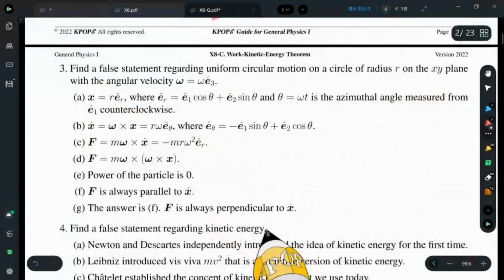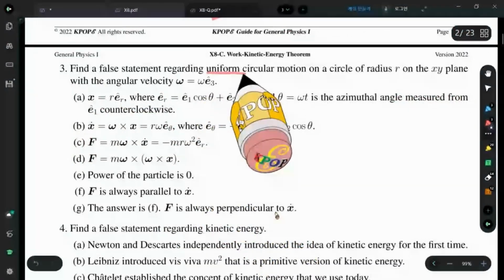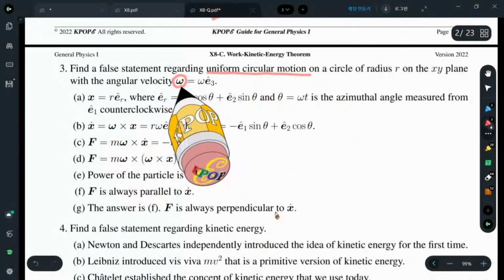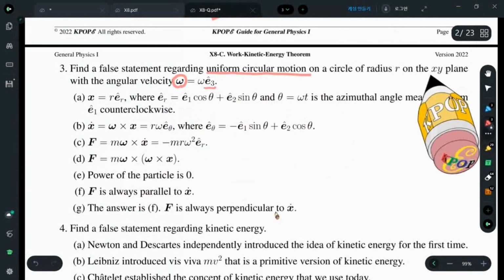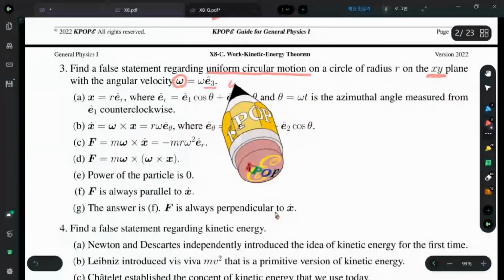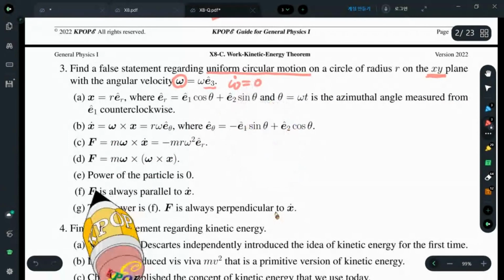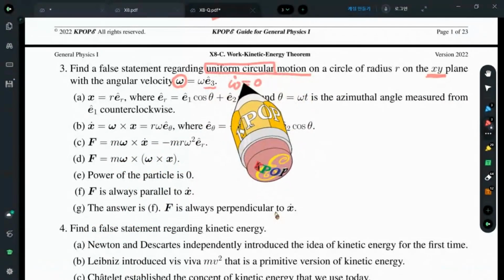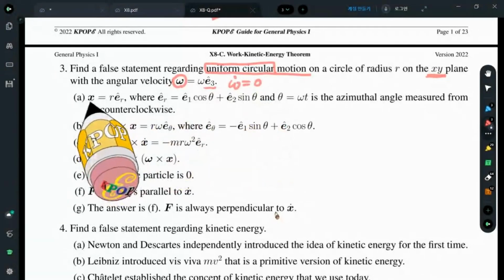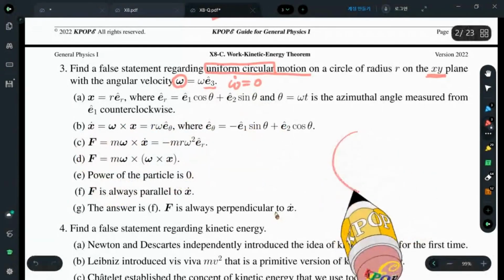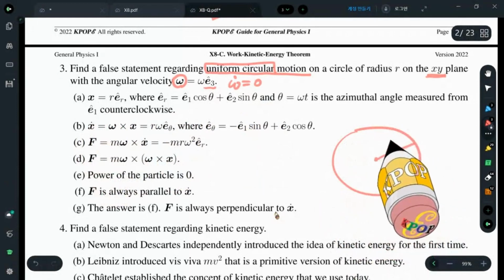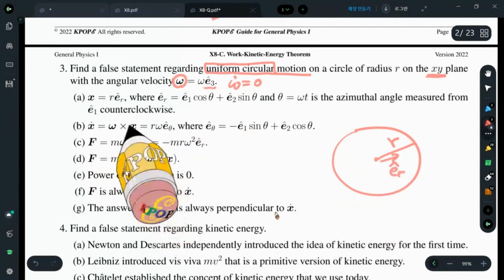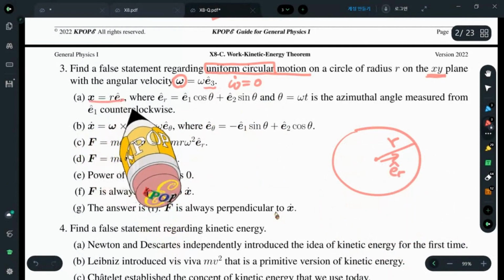Number 3, uniform circular motion. The angular velocity is perpendicular to the xy plane, and omega dot equals 0. So in uniform circular motion, omega is constant. The position vector of an object can always be expressed in terms of radius and the unit radial vector ER, right?